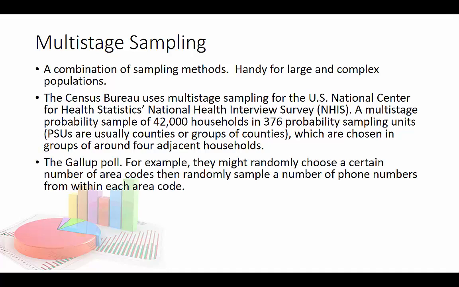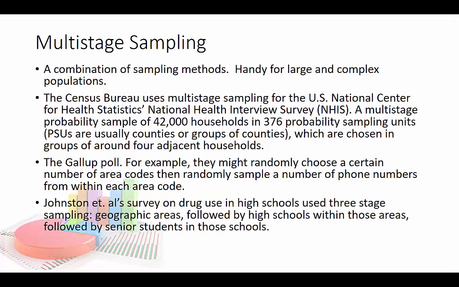The Gallup poll might randomly choose a certain number of area codes, then randomly sample many phone numbers from within each area code. So initially, if you do area codes, it's like you're picking clusters, but you're not going to interview everyone in that area code. It's almost like stratified: you would randomly sample within the area code. And of course, Johnston did a survey on drug use in high school, and they did 3-stage sampling. They did geographic area, followed by high school, and then followed by senior students.